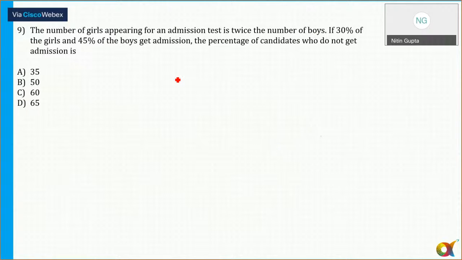Okay. Now come to question number 9. It says the number of girls appearing for an admission test is twice the number of boys. So I'll say girls and boys. The number of girls is twice, so I assume boys is 100, because the answer I need to find is in terms of percentage.